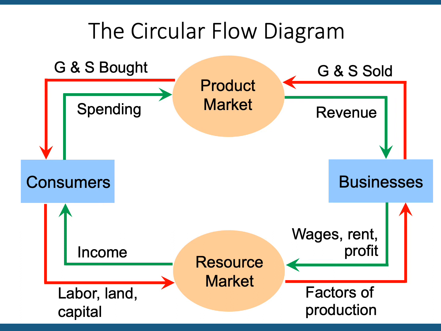So the red arrows first, you can see businesses supply the goods and services to the product markets. They get purchased by consumers who in return spend their incomes. That becomes revenue for the businesses, right? That's pretty simple. We think about that all the time.